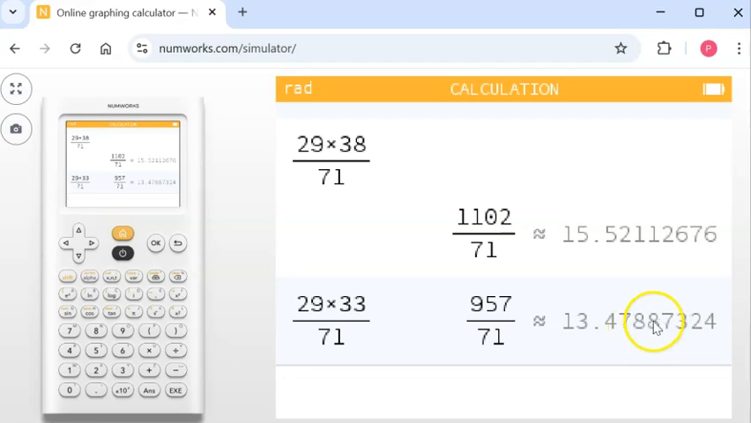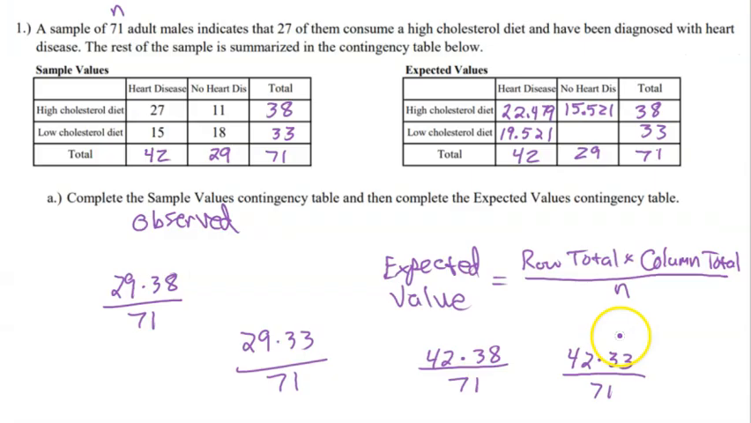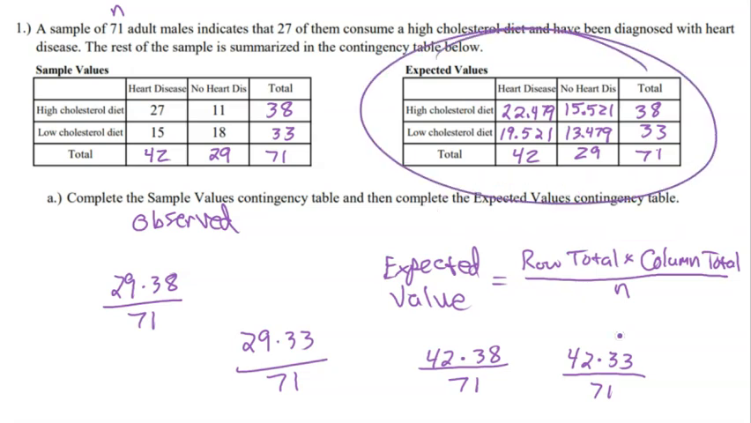And that gives us 13.479. This 8 will become a 9 because of this 8. And that's it. We did it. We completed the sample values contingency table by adding up the rows and the columns and getting the total, or the sample size. And then we completed the expected values contingency table.